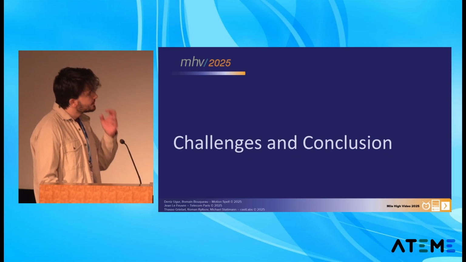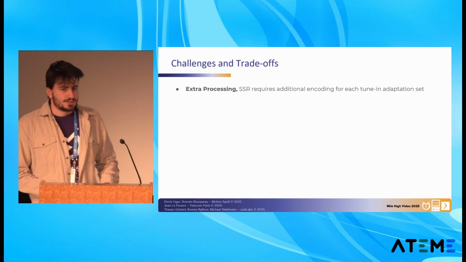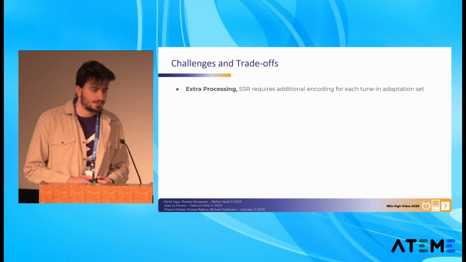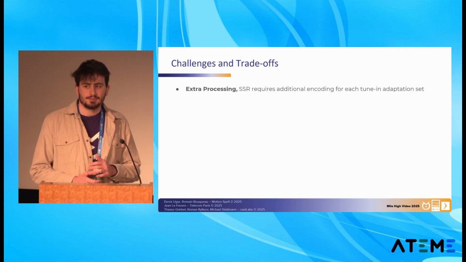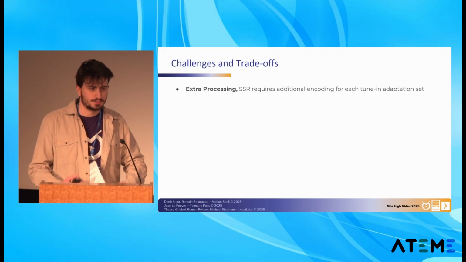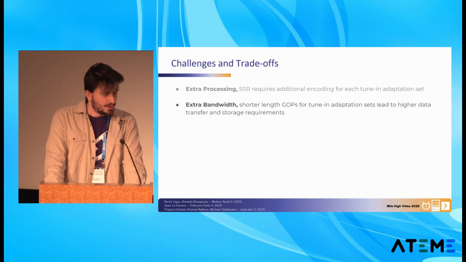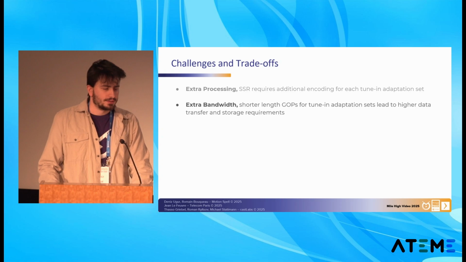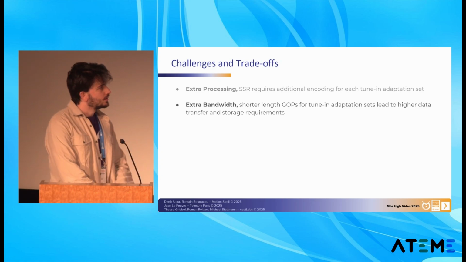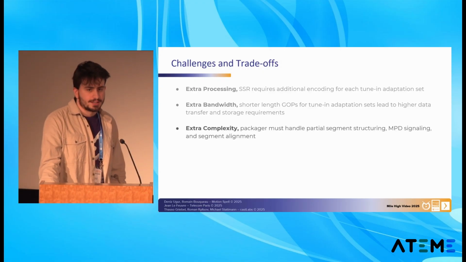And challenges and conclusion. So again, there are some benefits to using this approach, but of course you need to encode one more adaptation set at the same quality and for the same content. This requires much smaller chunk durations, so with many more IDRs. And of course, many more IDRs mean much more data transfer required to tune in many concurrent users at the same time. So that's something to keep in mind as well. And extra complexity on the packager side.